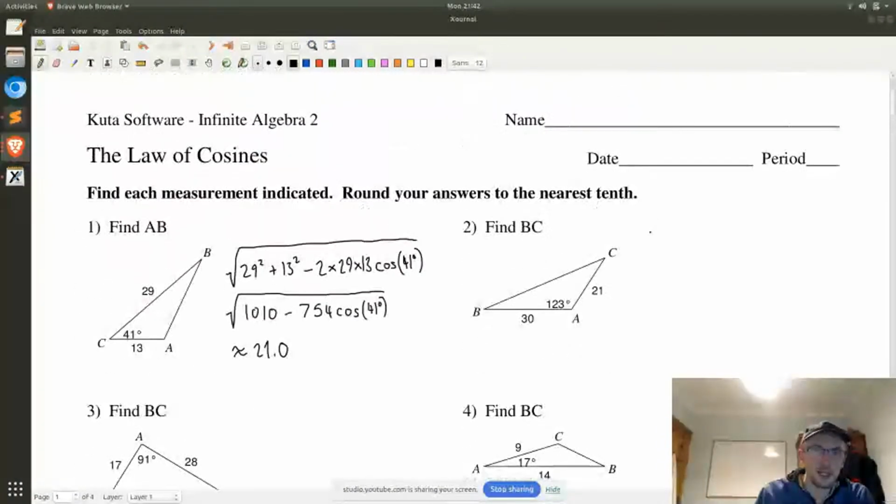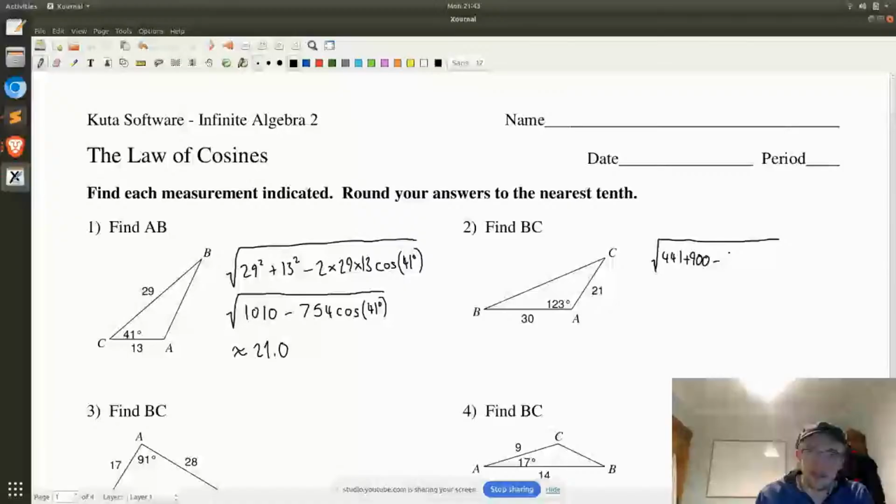Right, okay, I'm going to be selective about this because this is very formulaic. So the length of BC is 21 squared, 630, so 1260 times the cosine of 123. So it's the square root of 1341, take 1260, cosine 123, 45.